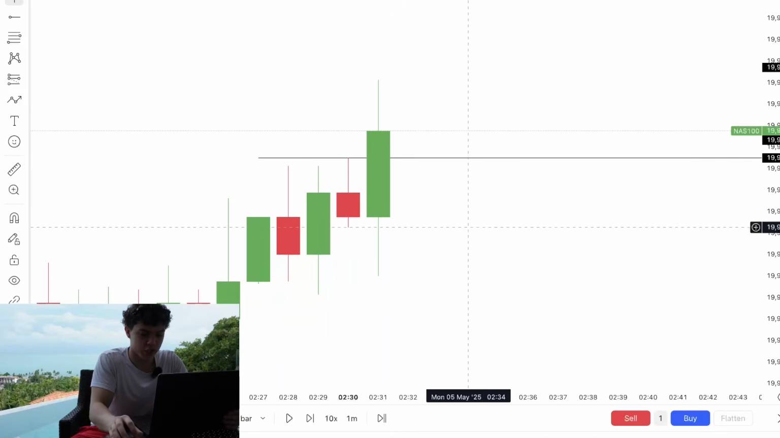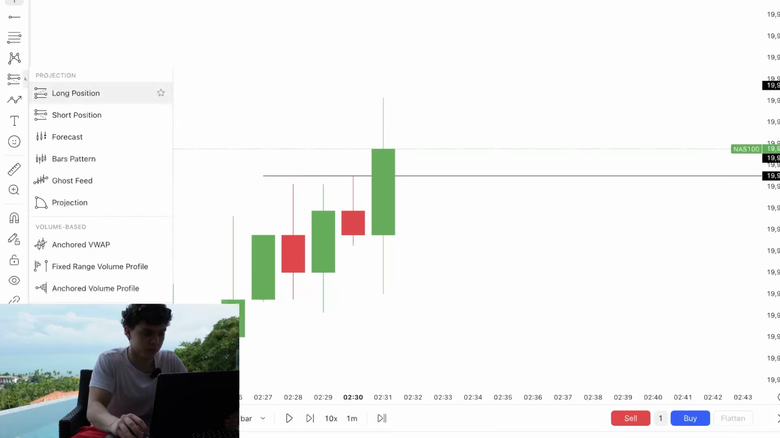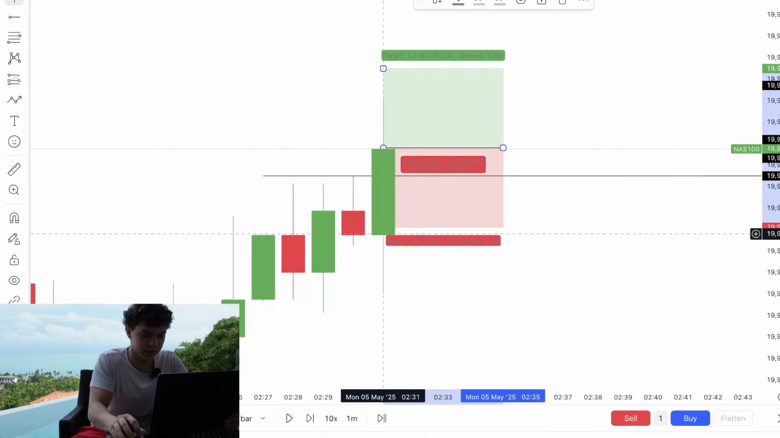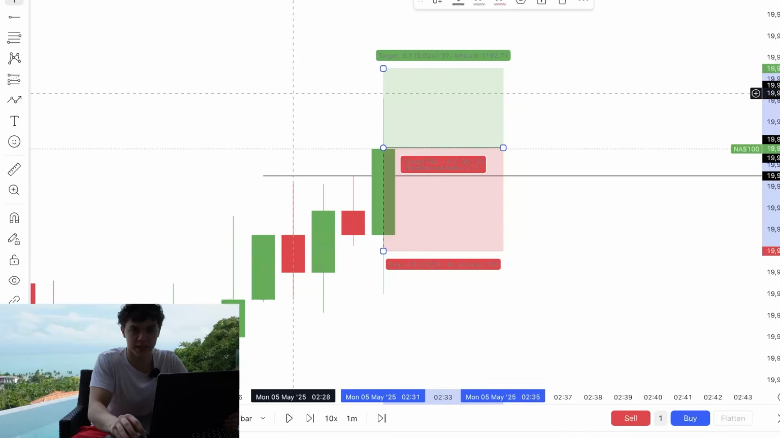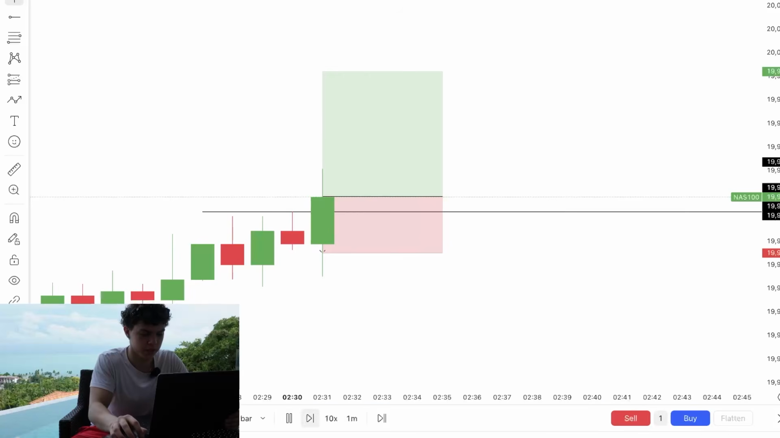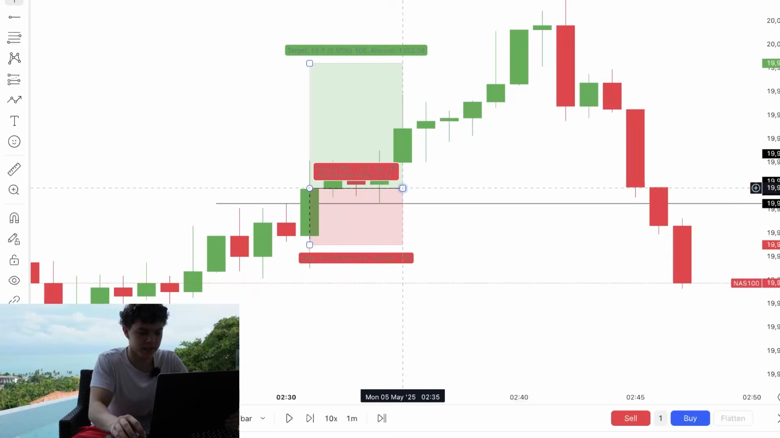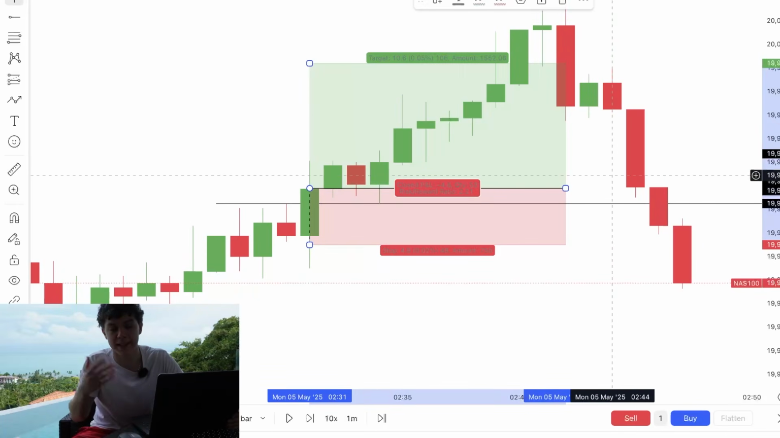Now we break structure, literally, because the next up candle closes above the most recent high right here, and I can enter right here, put the stop loss below the most recent down candle, and let's take like a 1 to 2 risk reward ratio following the trend. And there we go. As you see, quite perfectly, we get this 1 to 2 risk reward ratio, and that's how I follow the trend.